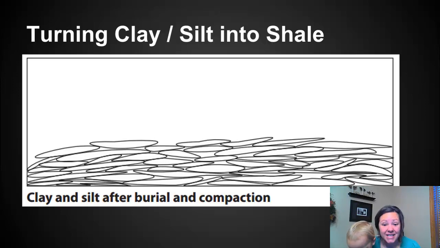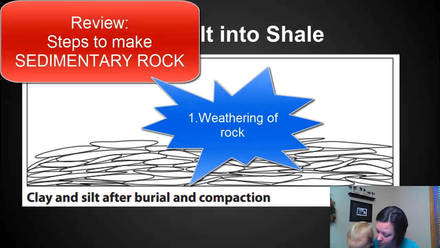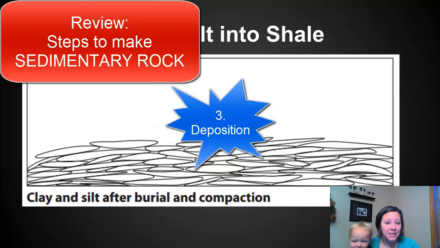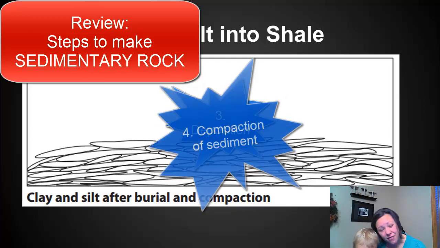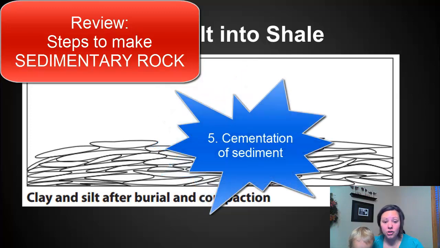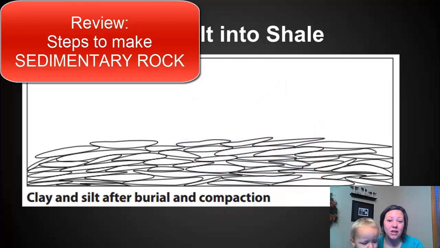That's the steps, so let's quickly review. We have weathering that has to occur to make those sediment particles. We have to have erosion, and we have to have deposition. And then once those things occur, we have to have compaction, which is putting pressure on the sediment from above layers. And then we also have to have cementation. That's the process that you need to make sure you remember for class.